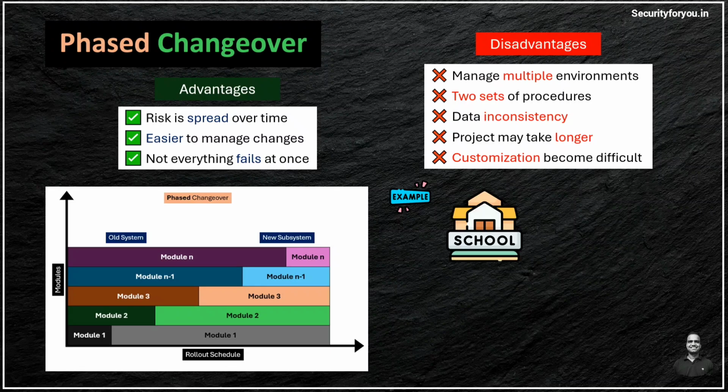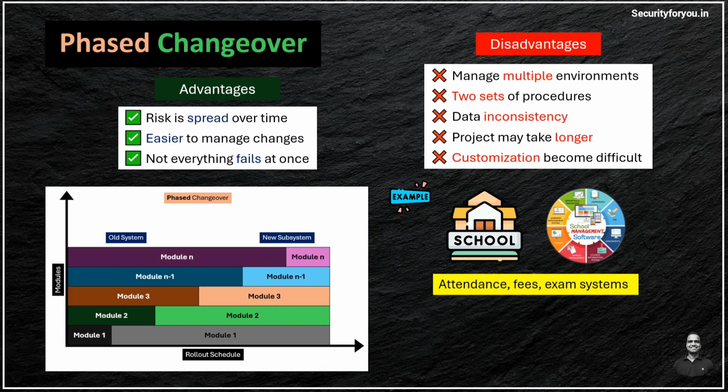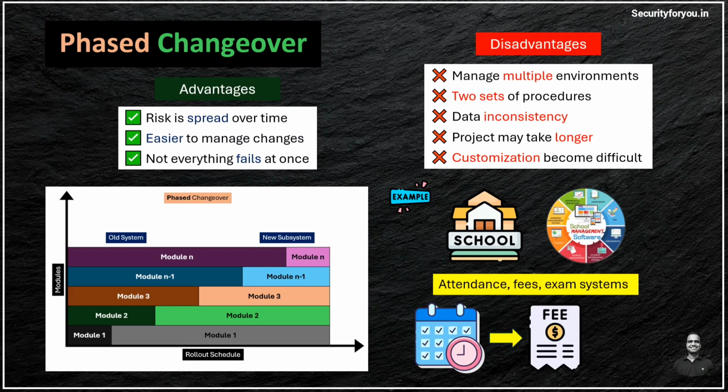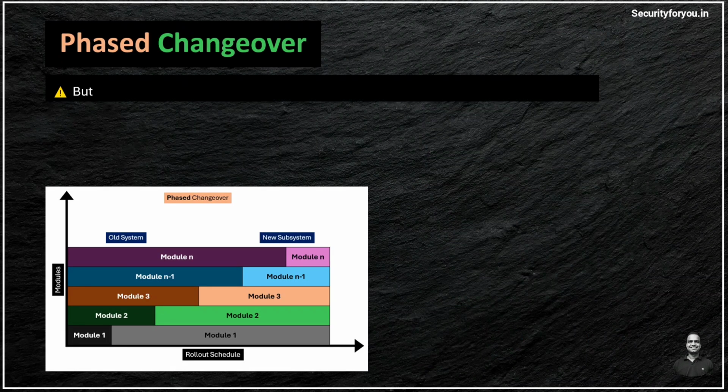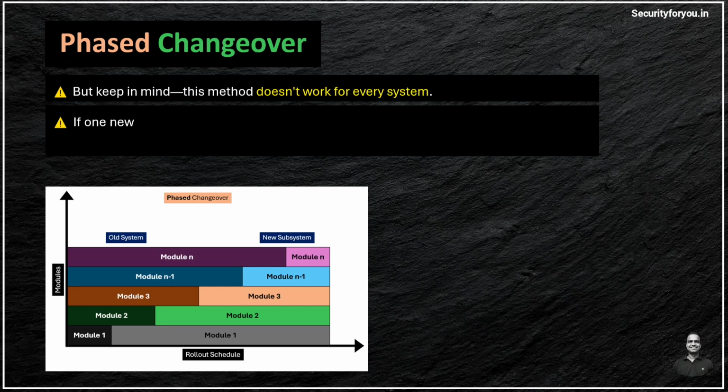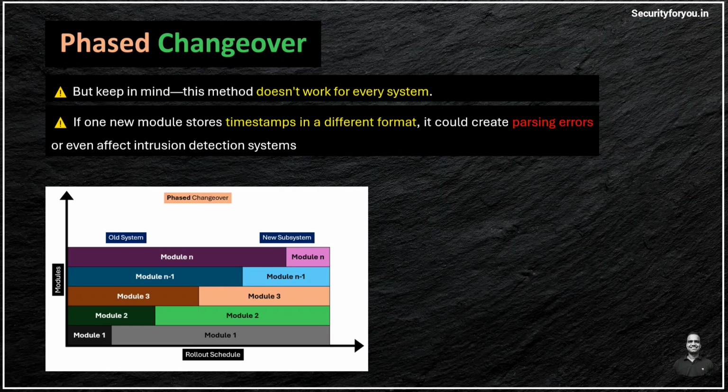Let's take an example. Think of a school switching its software. Instead of changing attendance, fees, exam system all at once, they start with attendance. Once that works, they move to the next module. But always keep in mind this method doesn't work for every system. For example, if one new module stores timestamps in a different format, it could create parsing errors or even affect intrusion detection systems, right?